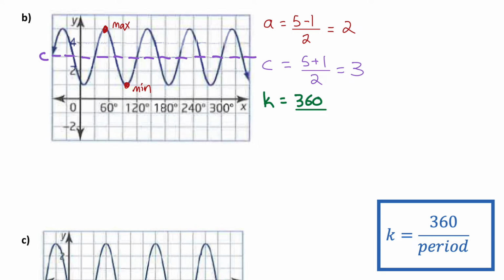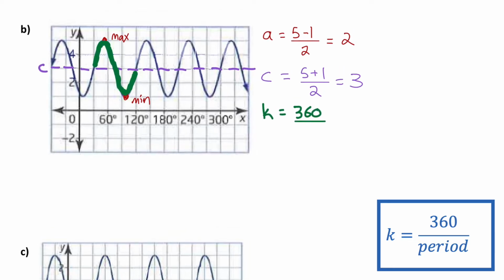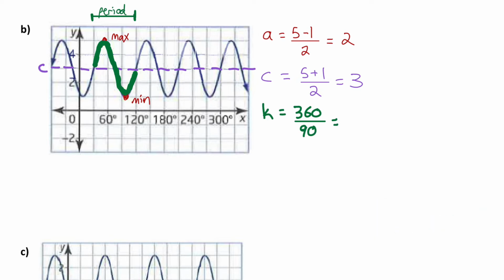The min's not going to work either, but if I choose a rising midline as a starting point right here, and then map off a cycle that goes to the next rising midline, I'll be able to see the horizontal length of that cycle. So let me actually outline that section in green, and the period is just the horizontal length of that cycle. The cycle starts at an x value of 30, and it finishes at an x value of 120. The distance between 120 and 30 is 90. So to calculate k, I do 360 divided by 90, which is 4.